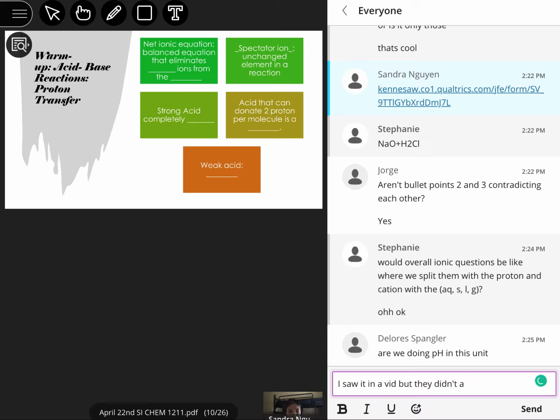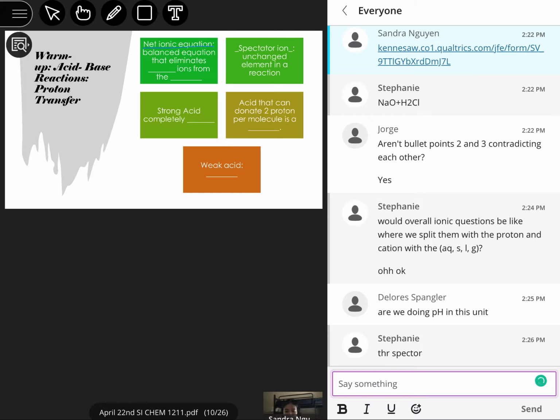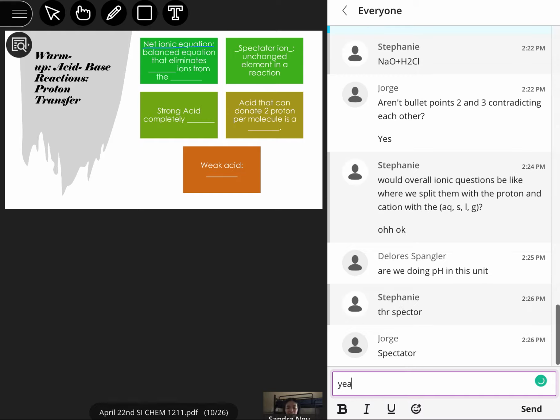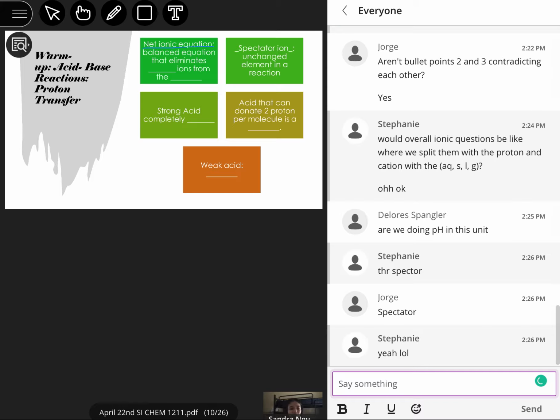So net ionic equation. It's a balanced equation that eliminates what ions? What ions do you eliminate in a balanced equation that's different from the other equation? Why are we eliminating? Does anyone know? Yes, you have the net ionic, the spectator. I think you're trying to say spectator ions. Okay, yes, correct. Spectator ions.